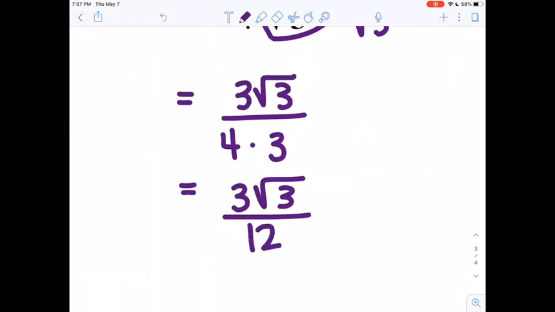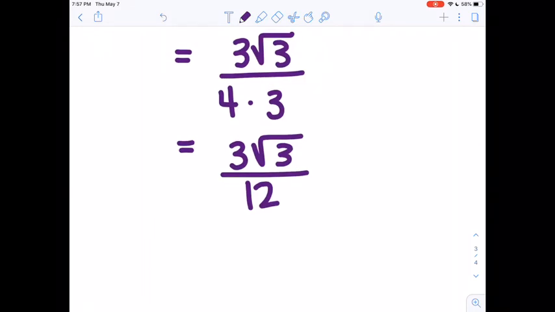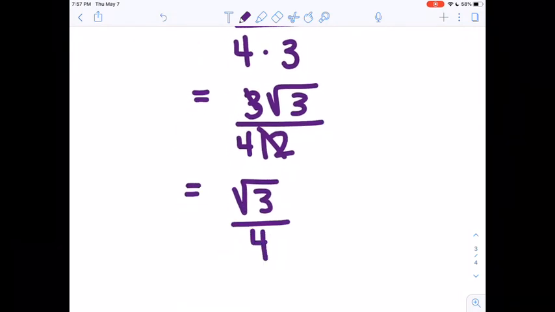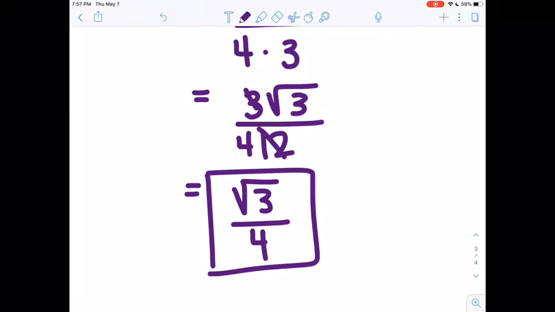And just make sure I can't simplify further. Well, I see the 3 and the 12 are both outside of a square root, so you could actually simplify that, right? 3 over 12, we could divide both of those by 3, and that becomes 1 square root of 3 over 4, and that's our final answer.